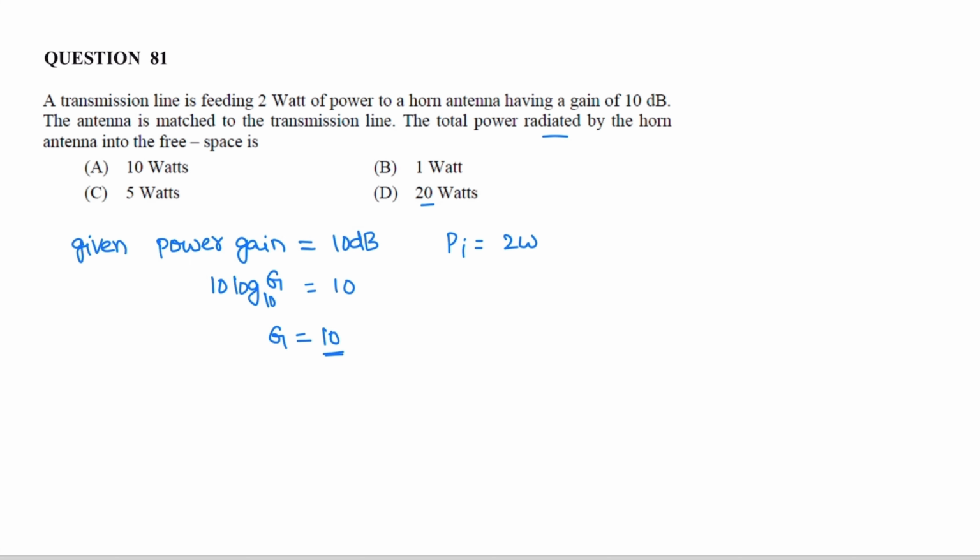Next, power output. We know that gain is output by input. So from this formula, power output is gain into power input. Gain is 10, power input is 2 watt, so the answer is 20 watt. The output power is 20 watt. Here efficiency is not mentioned, so efficiency is treated as 1, the ideal horn antenna.